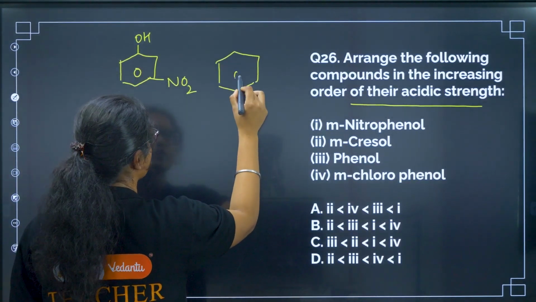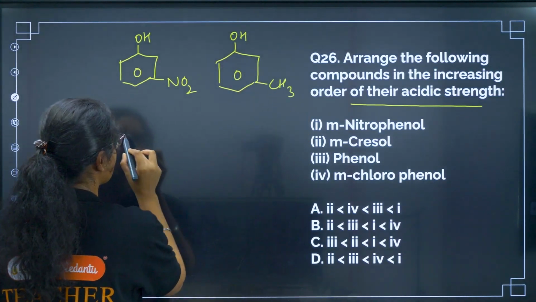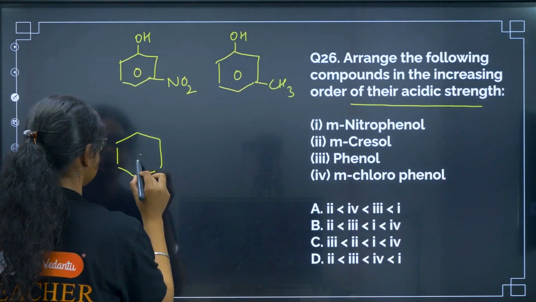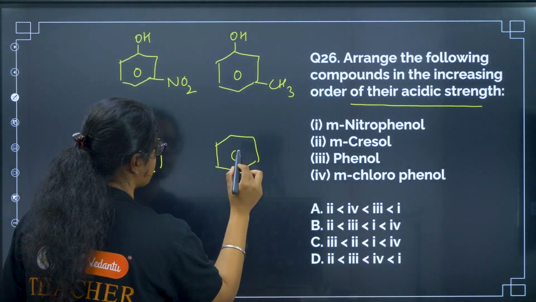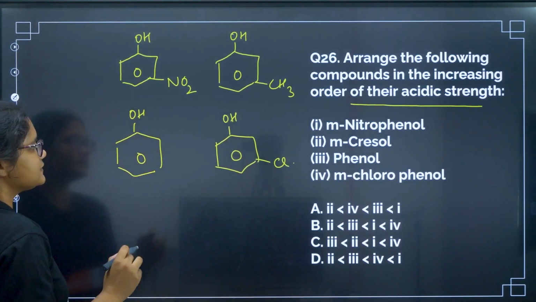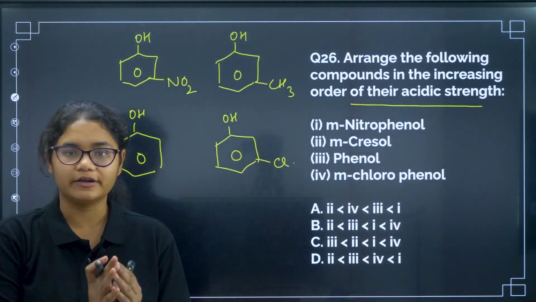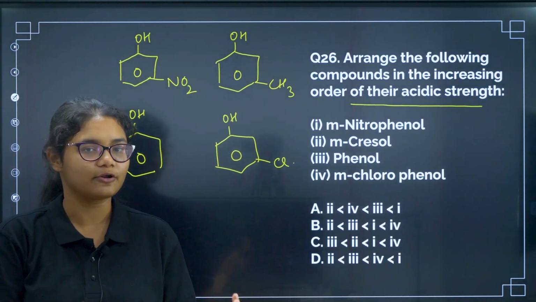Metacresol, so that is OH, CH3. Then we have only phenol, and then we have metachlorophenol. Okay. Now let us see whether each group is electron donating or withdrawing, and if it is donating, plus R or plus I; if it is withdrawing, minus R or minus I.